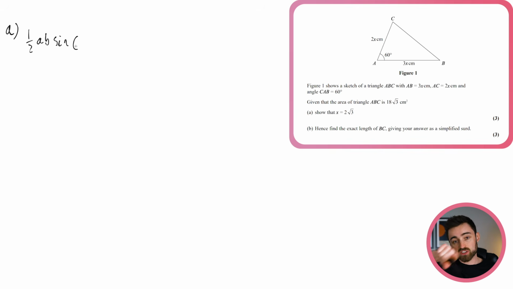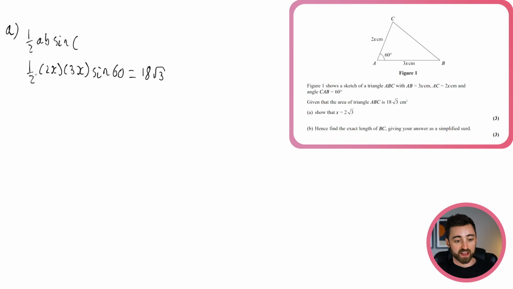Because this 60 degrees that we're given is in between the 2x and the 3x. So basically, this is just going to be a half times AB, so the product of the two sides. So 2x, 3x. C is going to be the 60. And then we are told that this is equal to 18 root 3.